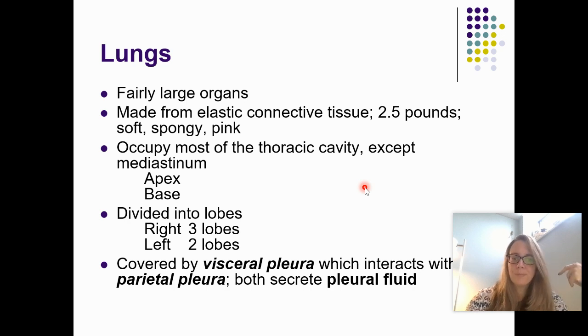Let's talk about the lungs. So the lungs are actually pretty large. They're made out of this soft pink kind of spongy tissue, and they are surrounded with a serous membrane, which we've learned about before. Serous membranes are a two for one special, right? You've got an inner visceral and an outer parietal, and they have to be adhered to each other.